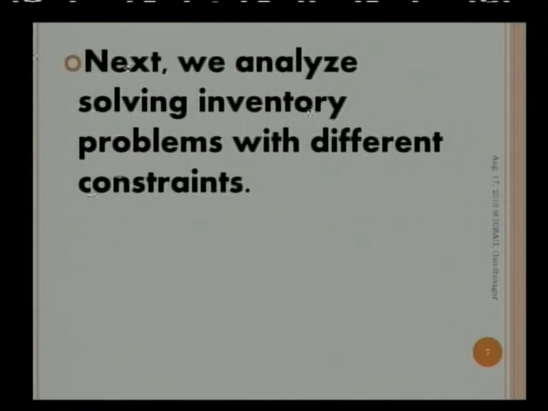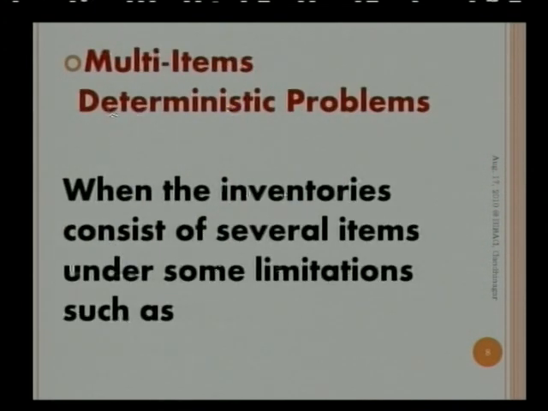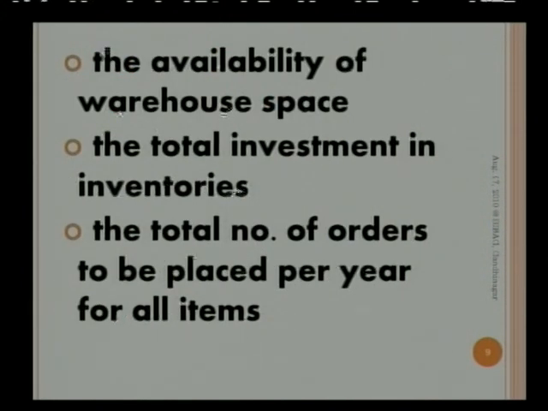So in order to consider such constraints in our mathematical model, we analyze inventory problems with different constraints, starting with the multi-item deterministic problem. In the last EOQ discussion, we saw that the model deals with only a single item, but that is not true in general. Sometimes a retailer has to deal with more than one item. In that case, the inventory consists of several items under some limitations, such as the availability of warehouse space, the total investment associated with inventory, as well as the total number of orders which have to be placed at all times.